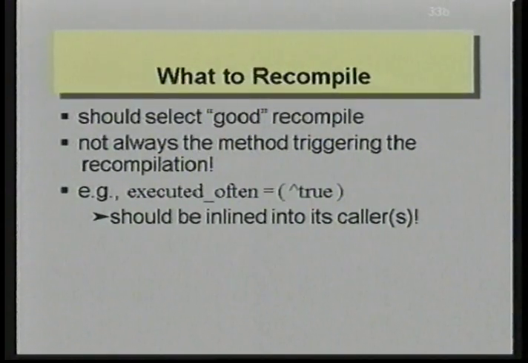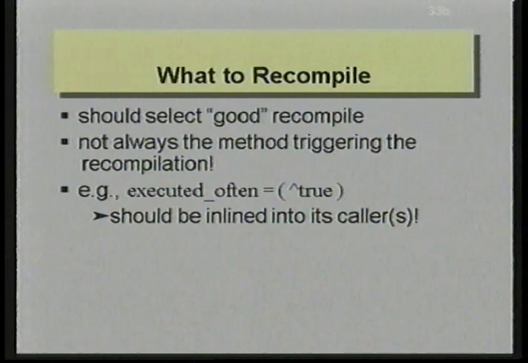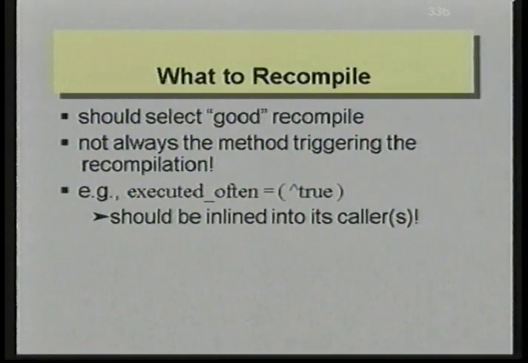Now, one obvious way of choosing the method to recompile would be to just choose the method that overflowed its counter, because obviously that method was executed very often. However, that is not the right solution, because you could have a method, for example, this method executed often here, that just returns true. And by optimizing this method, you're not going to gain very much, because the unoptimized code for returning true is almost as good as the optimized code. So what you really want to do is have the compiler inline this method into the caller.